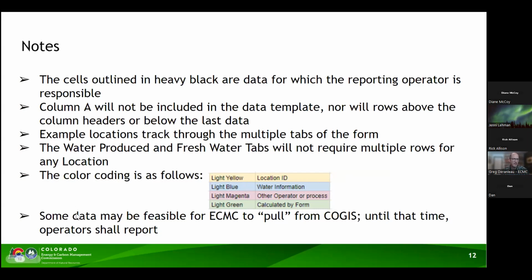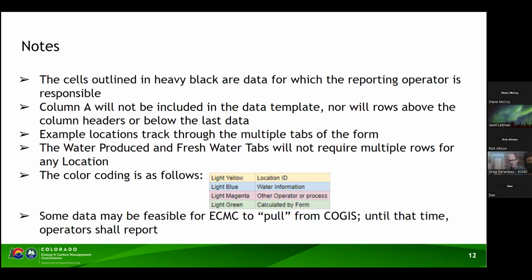And then, as you go through this, you'll note that some of the data being required here seems like it should be available in ECMC databases. We would like to be able to pull that data and save everyone the hassle of reporting things twice or reporting things in multiple ways. At this time, we don't have all of those systems built, so we are asking operators to report per the statutory requirements.